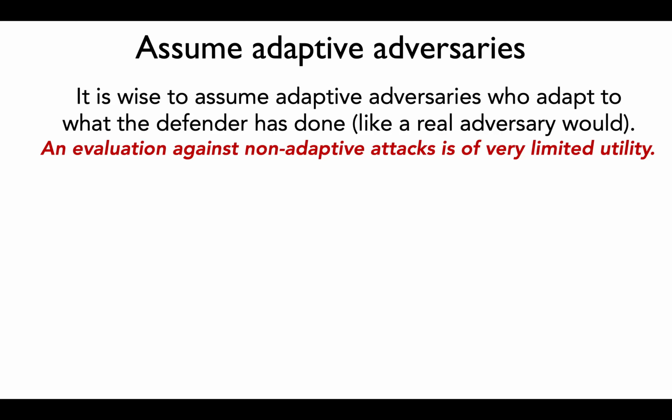So the current best practices dictate that we assume an adaptive adversary when we are rigorously evaluating an adversarial defense. And an evaluation against non-adaptive attacks would be of very limited utility.